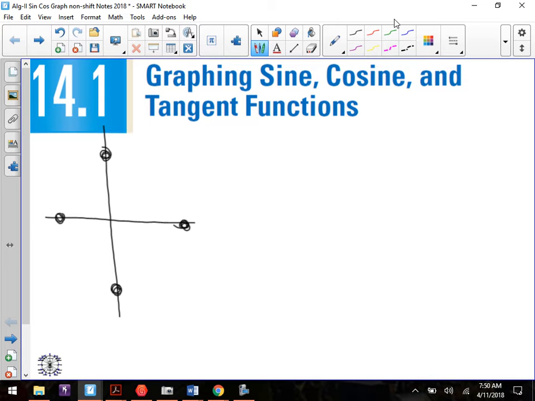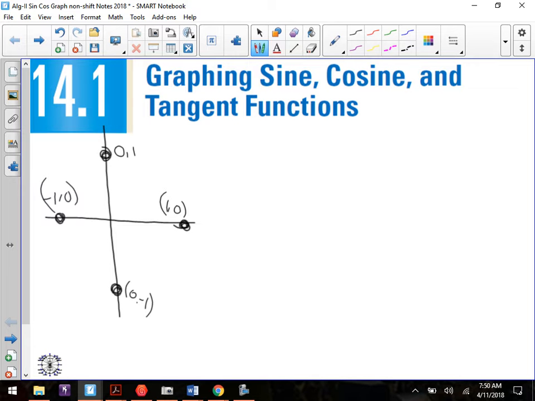When you plot your quadrantals, what is the ordered pair on the right-hand quadrantal? 1 and 0. Okay. Vertical, 0, 1. Left, -1 and 0. And vertical down.